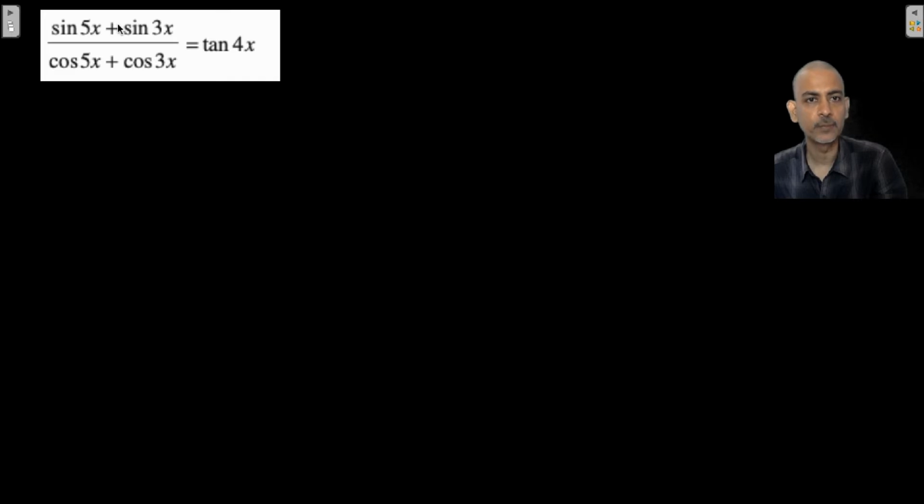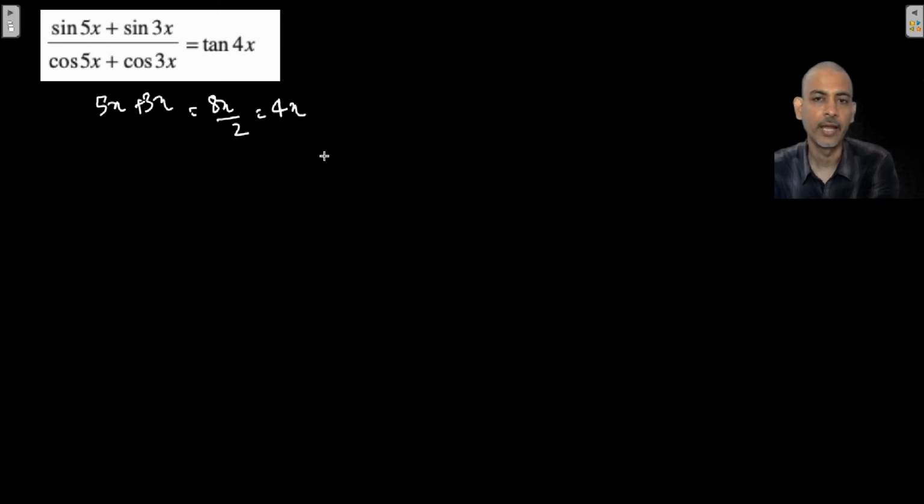When you look at the expression on the left hand side, look at the numbers first. There is 5x and there is 3x. When you sum it up you get 8x, and when you divide it by 2, you get 4x. So it looks like some sort of formula wherein you have to use (c plus d) by 2. And we already know that there are two formulas.